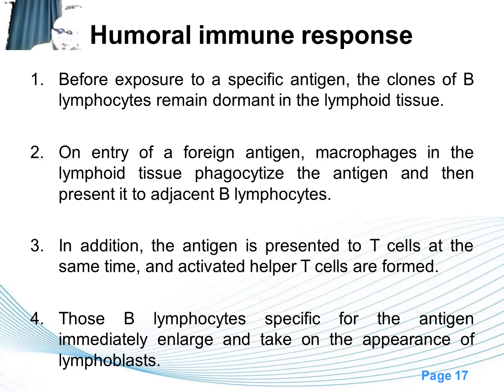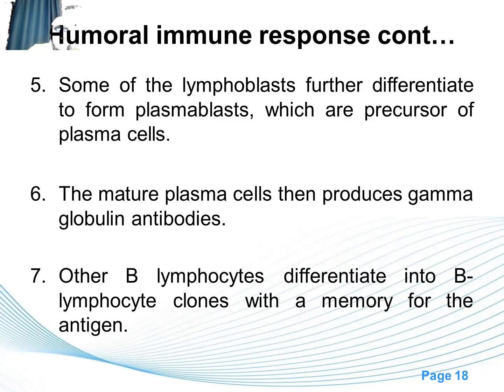They now become lymphoblasts. In the continuation of the humoral immune response, some of the lymphoblasts further differentiate to form plasmablasts, which are precursors of the plasma cells. The mature plasma cells then produce gamma globulin antibodies. Other B lymphocytes differentiate into B lymphocytes with a memory of the antigen. All this process is called clonal expansion and differentiation of the immune cells in case there is an agitation of the immune system in the body.